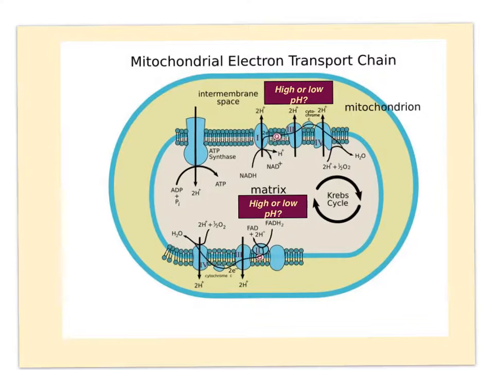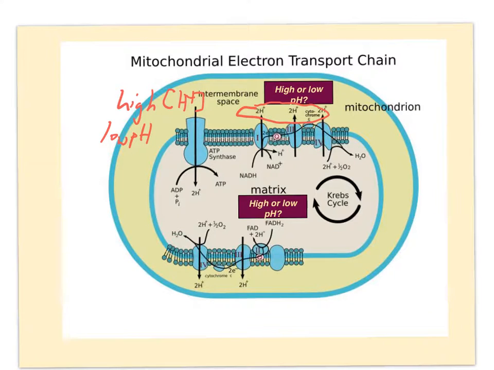If protons are being pumped out here into the intermembrane space, is the concentration of protons going to be high or low? So the concentration of protons is high in the intermembrane space. So does that mean that the pH is going to be high, or will the pH be low? Low, because remember pH is equal to the negative log of the concentration, so the pH is low.